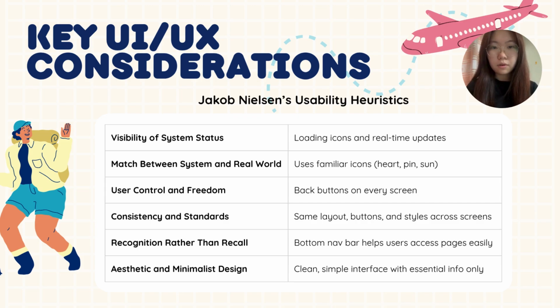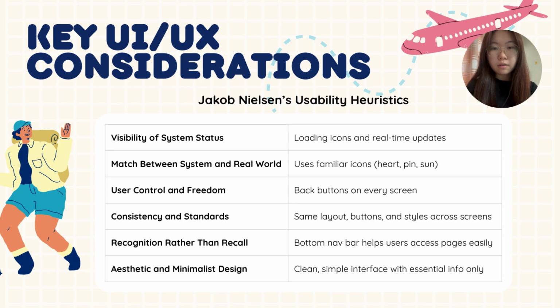In designing the Tuorio app, we focus on creating a user-friendly and intuitive experience. We follow Jakob Nielsen's 10 usability heuristics. Here are the main heuristics we apply. The first one is visibility of system status. Users receive instant feedback like loading icons and real-time updates. This helps them know their action works.